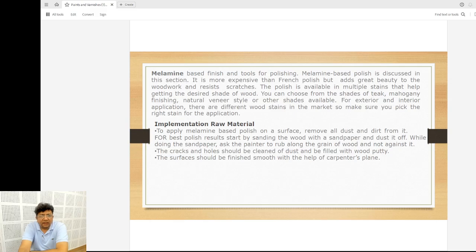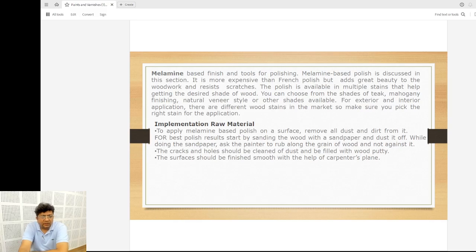For exterior and interior application, there are different wood stains in the market. So make sure you pick the right stain for application. It is not one stain for all the surfaces. We can use different types of stains for the different interior or exterior of the building.